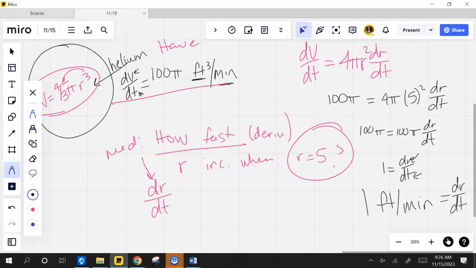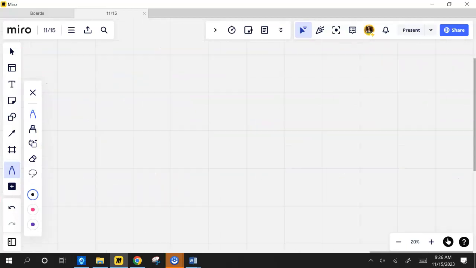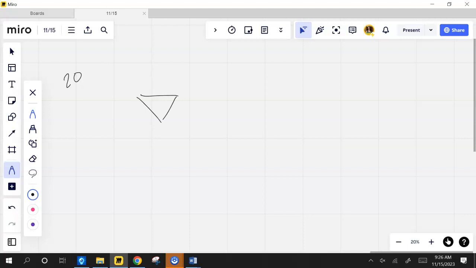They gave it to me. They said that this was cubic feet, so that means yeah, it's feet. A trough, this is number 20. A trough, and let me see if I can draw this. It's a triangular prism.